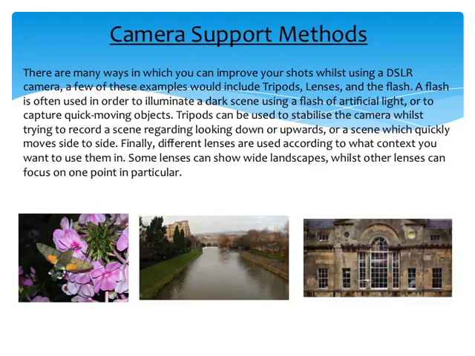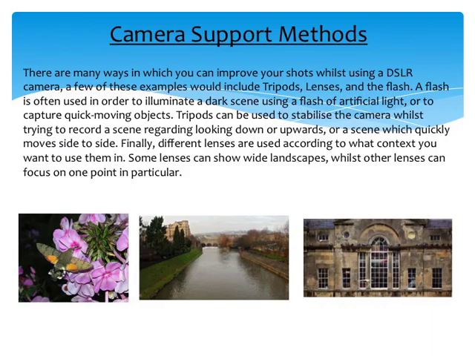Camera support methods. There are many ways in which you can improve your shots while using a DSLR camera. A few of these examples would include tripods, lenses, and the flash. A flash is often used in order to illuminate a dark scene using a flash of artificial light, or to capture quick moving objects.